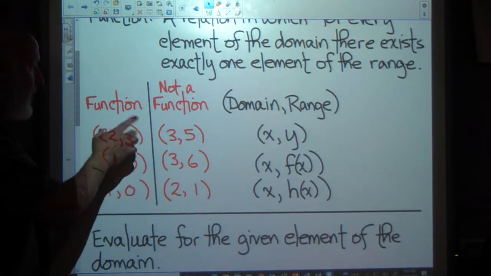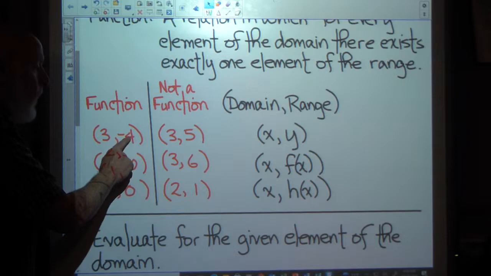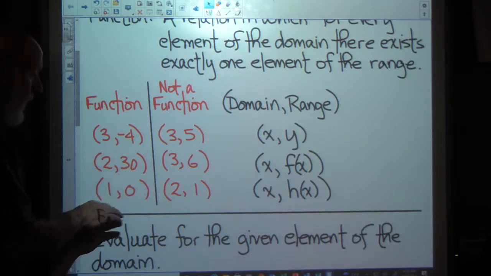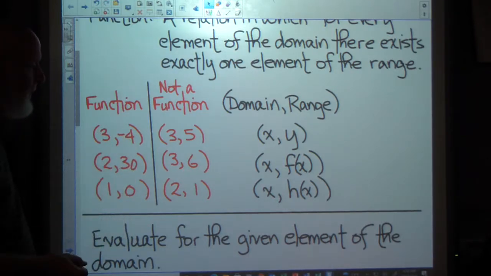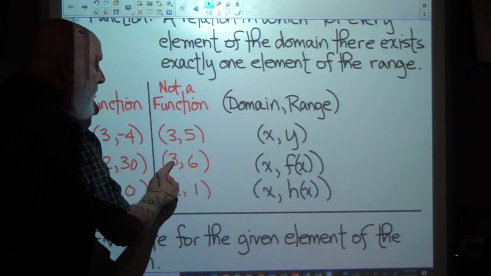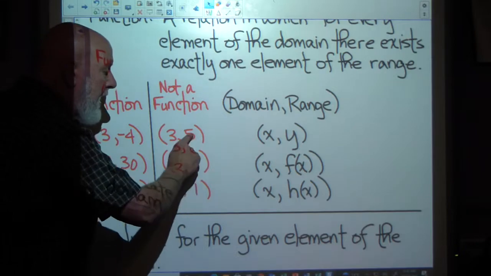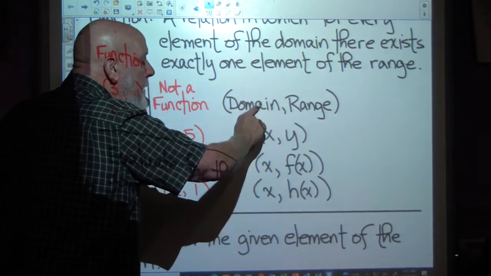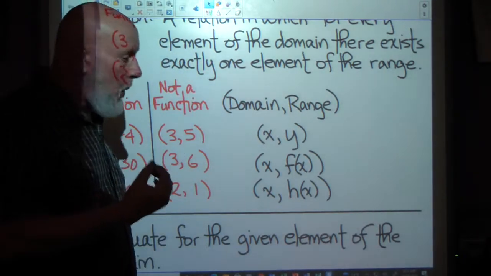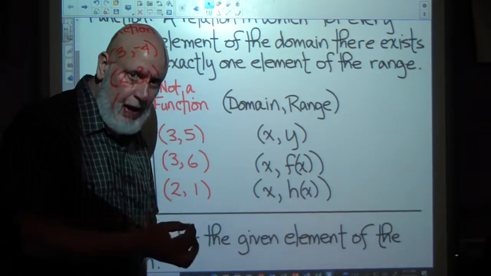And another little reminder just from Algebra 1, in a function, every element of the domain, every x, has only one y associated with it. Here, 3 goes to -4, 2 goes to 30, 1 goes to 0. That's an example of a function. An example of something that is not a function: 3 is paired with 5, and 3 is also paired with 6. This element of the domain has two different elements of the range. The range is the y's, the domain is the x's. Since it doesn't meet the definition, it's not a function, okay? What we're going to be dealing with is functions, and this notation right here is just like a y, but it's telling us that it is definitely a function.